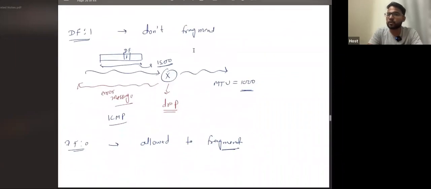The DF flag says do not fragment. If it is 1, then I will not fragment, and if the MTU is smaller, then I will just drop the packet and send an ICMP message back to the source. Can anyone guess why the source wants to say do not fragment? Why is the source keeping DF as 1? Any guesses?